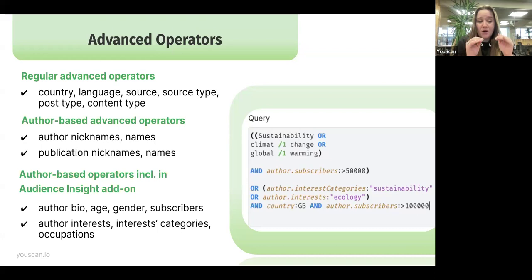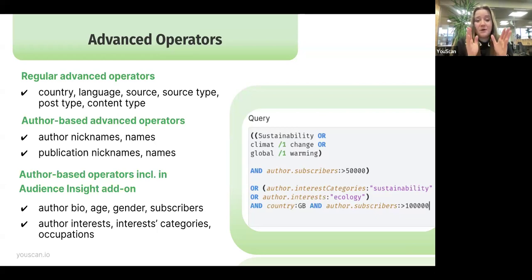Then the second block of the advanced operators is the author-based advanced operators, with the help of which you can look for specifically targeted accounts of influencers, for example, based on their nicknames or names. And the same for publication places, let's say big media like BBC, New York Times, whatever. So using their nicknames and names from the official pages, you can build up the topics around their content only.